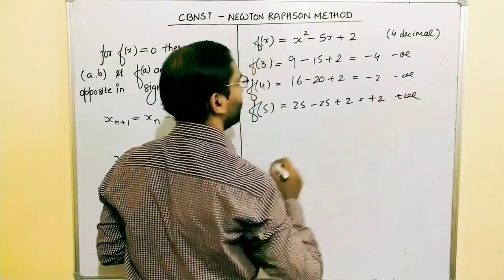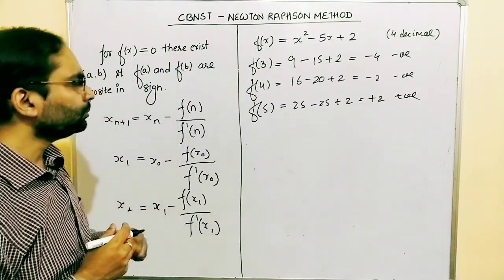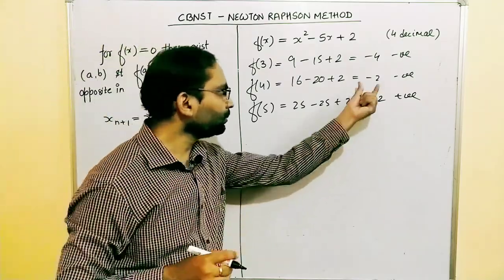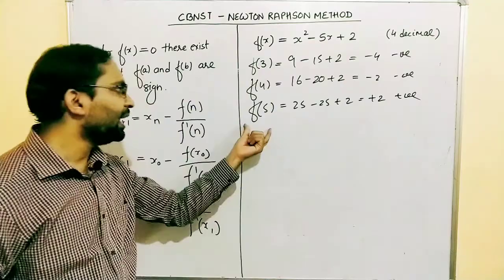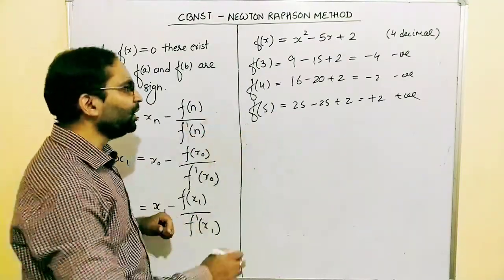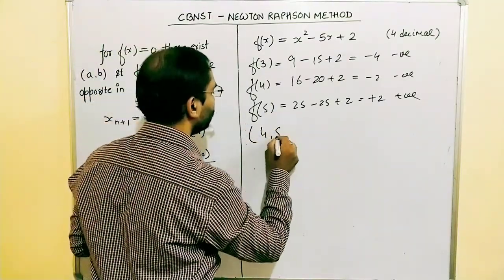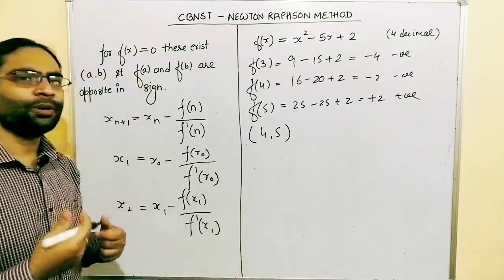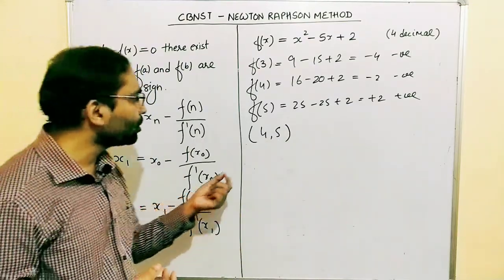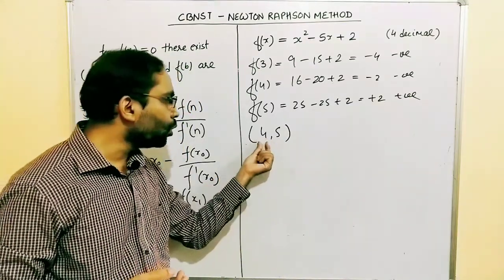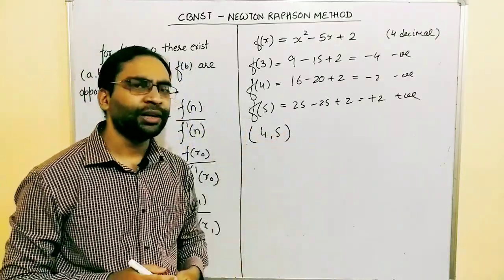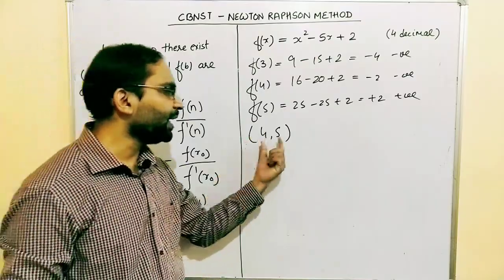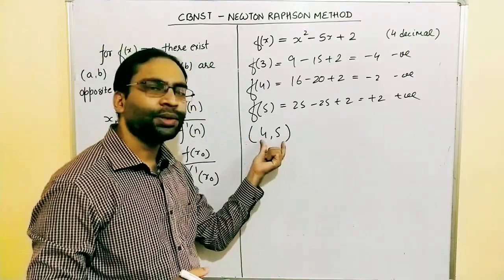We have got a positive value. So we can see that we have a negative value at 4 and a positive value at 5. So our initial interval will be 4, 5. Now from 4, 5, our first approximation could be anything. We can take 4, we can take 5, we can take 4.5, the midpoint of this interval. We can take 4.1, 4.8, any value in this interval.